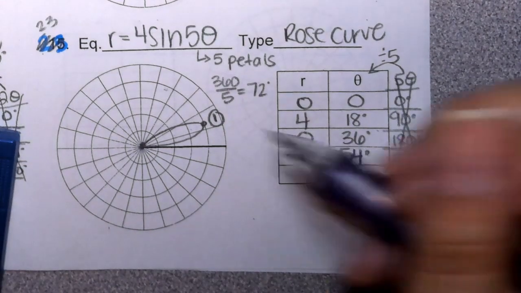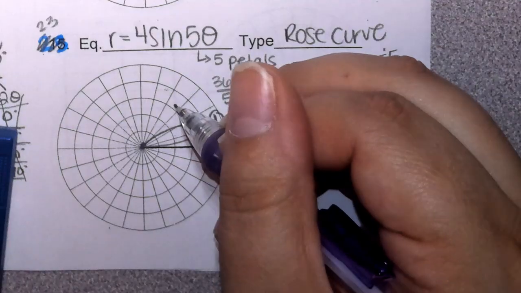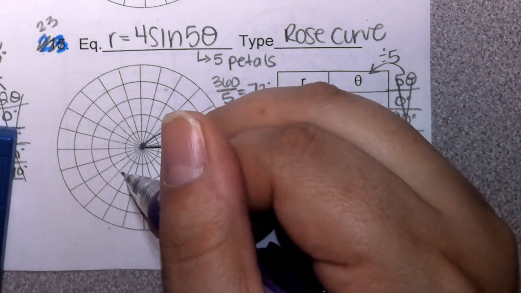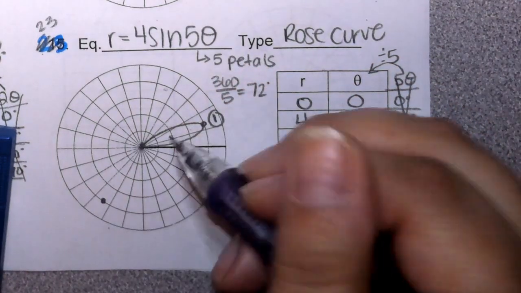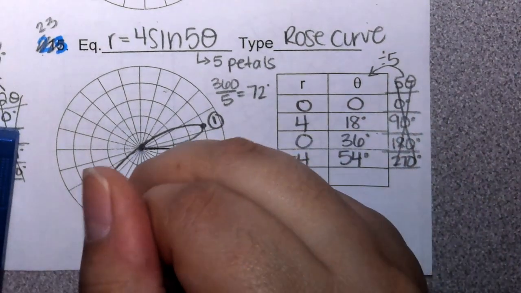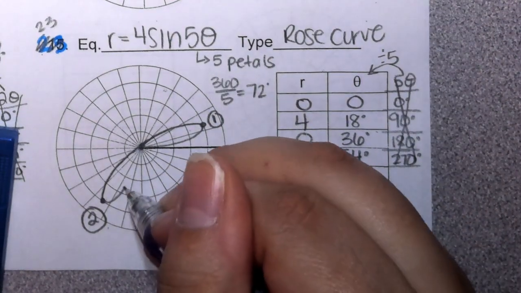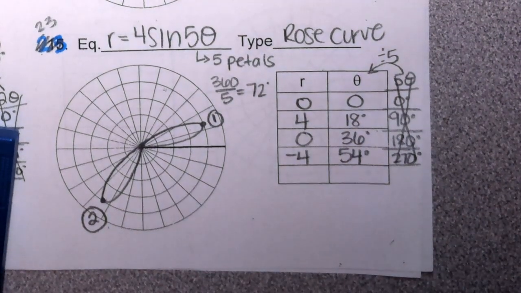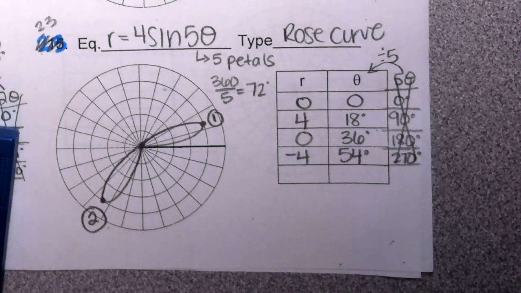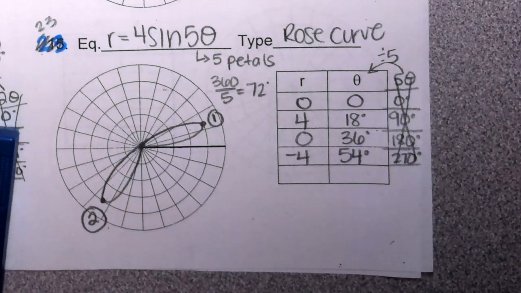54 is going to be somewhere over here, but it's negative 54. So 1, 2, 3, 4. It is then going to travel over here for the second petal and go back to 0. You could keep this up and keep doing the table. I don't want to, though. What can I do instead?